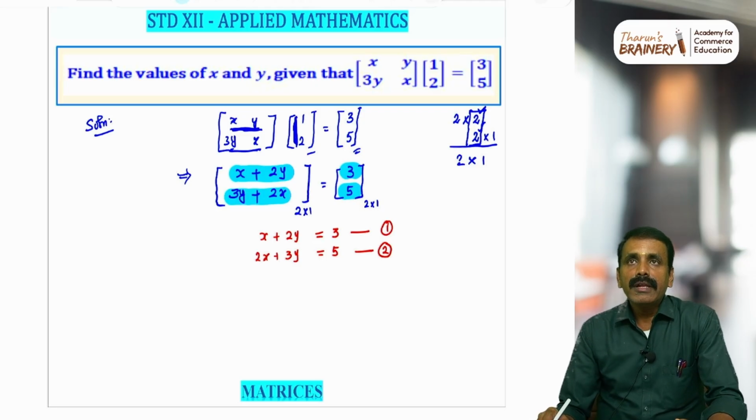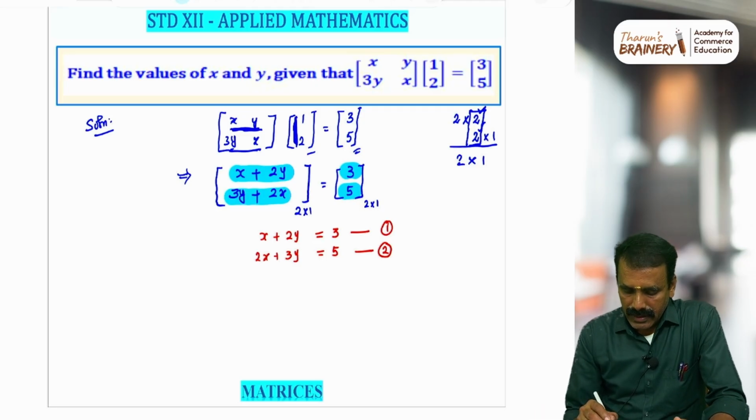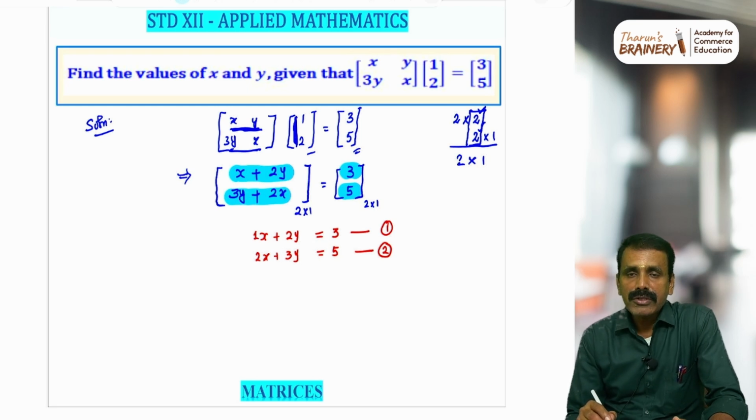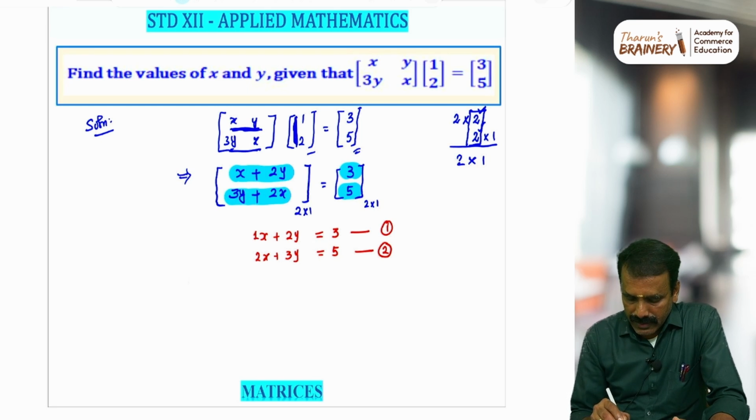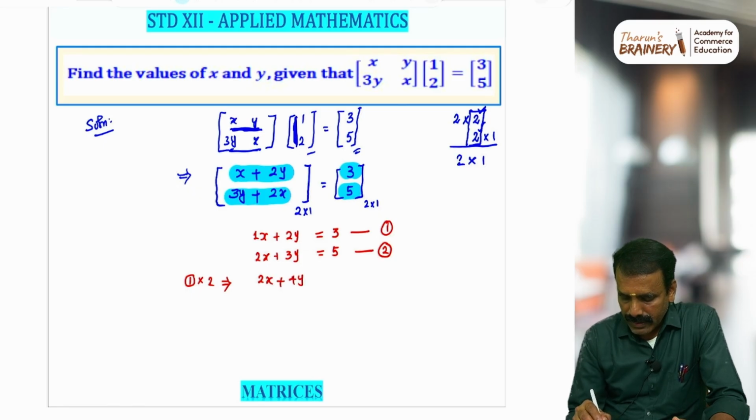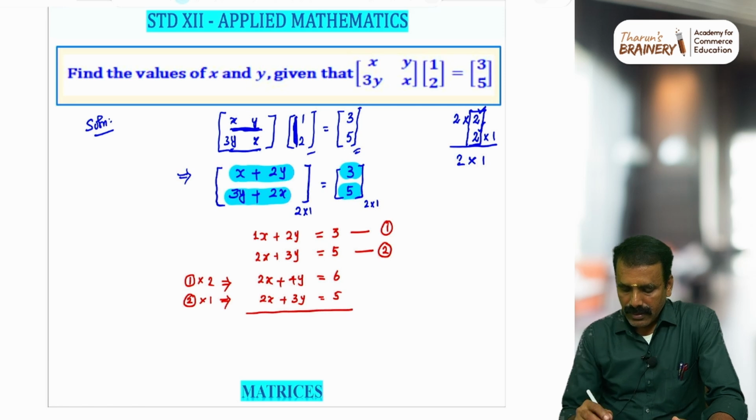We try to follow the method of elimination. Okay. Here the coefficient of x is going to be 1. So it is very comfortable to make the coefficient of x equal to 2. So we multiply the first equation with 2. So what will you get in that case? 2x plus 2 2s are 4, 4y is equal to 2 3s are 6. The second equation I am not going to multiply with anything. I write it as such. It is going to be 2x plus 3y equal to 5.